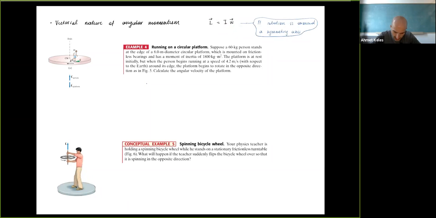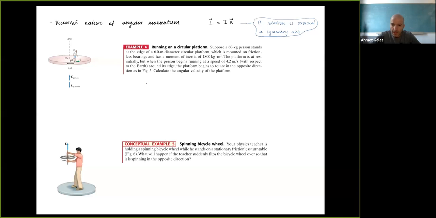So suppose a person stands at the edge of a 6-meter diameter circular platform, which is mounted on a frictionless bearing and has a moment of inertia of 1800 kilogram meter squared. The platform is at rest initially, but when the person begins running at speed 4.2 with respect to Earth around its edge, the platform begins to rotate in the opposite direction. Calculate the angular velocity of the platform.